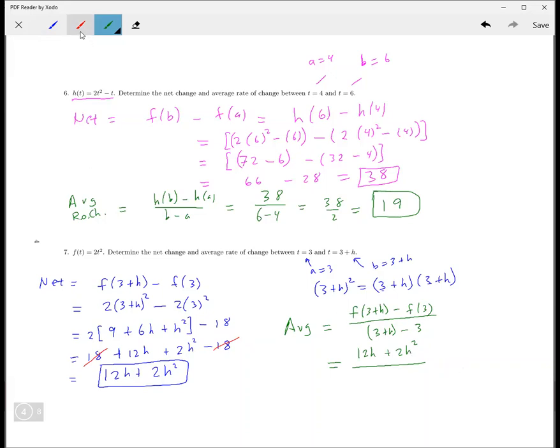The denominator, these 3's are going to cancel, and you're just left with an h. Okay, you have to be a little bit careful here. Factor an h out of the numerator first. Then reduce these to 1, and your answer is 12 plus 2h.